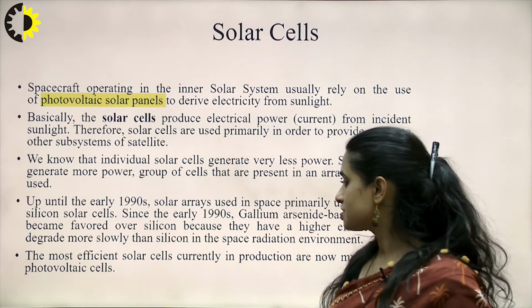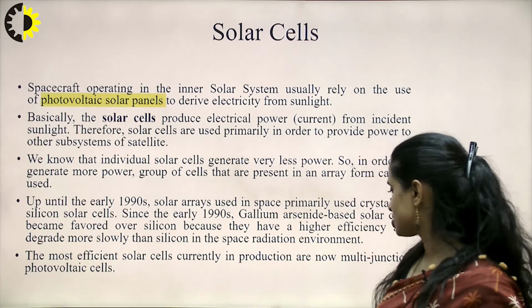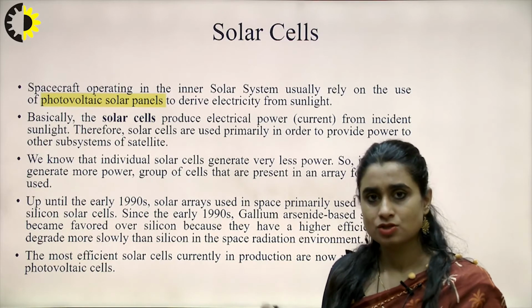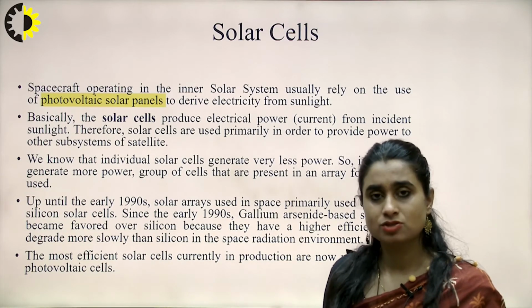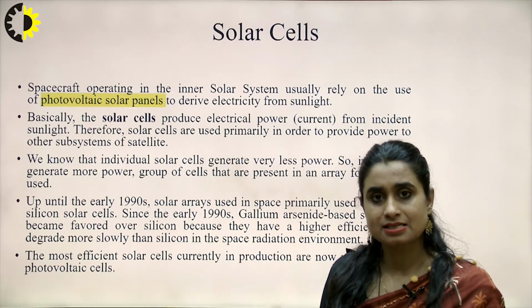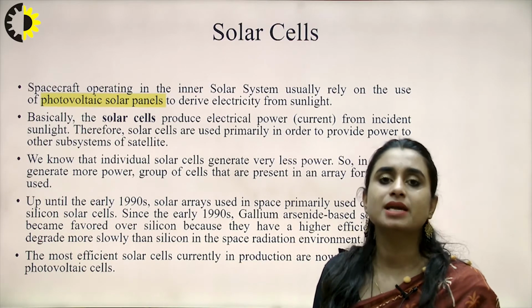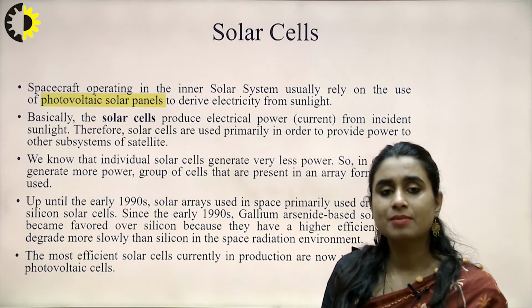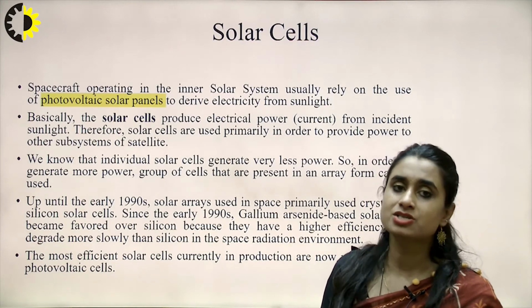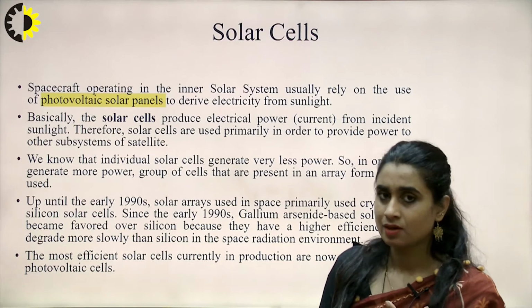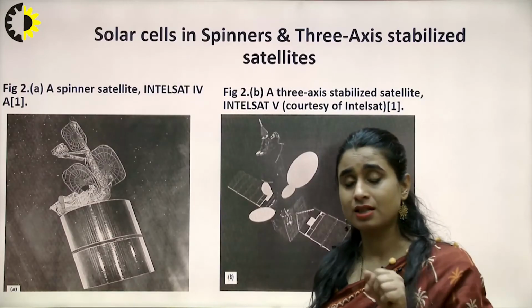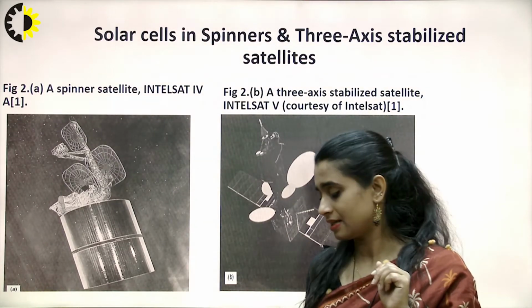The most efficient solar cells currently in production are multi-junction photovoltaic cells. So far we have been talking about solar cells, the panels, and what they are made up of. We switched from silicon to gallium arsenide, and now we use multi-junction photovoltaic cells, right? So these are the solar cells, and how they look in these two kinds of satellite.